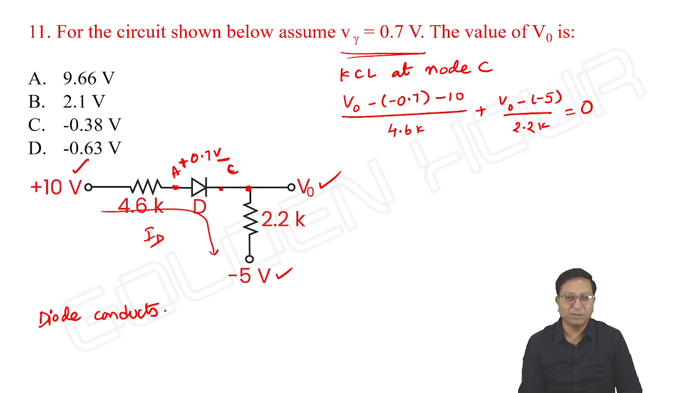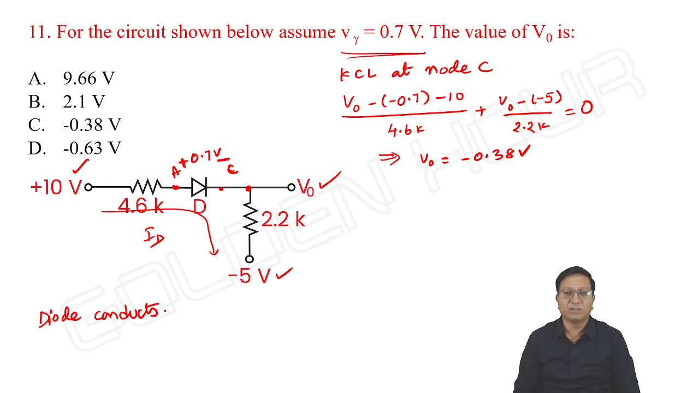So how much do we get? It comes to be around, I'm directly writing the answer, minus 0.38 volts. Students are requested to look at the calculations. This is one simple way of doing this problem just by nodal analysis. Once you understand that the diode is in conduction, आराम से KCL अप्लाई कर सकते हैं. बस एक स्टेप में हमको आंसर मिल जाएगा.